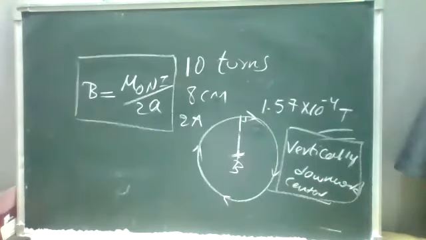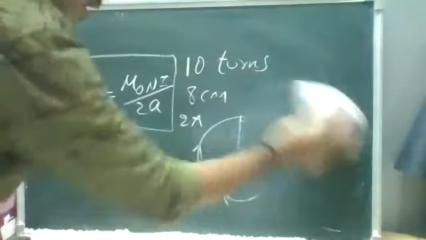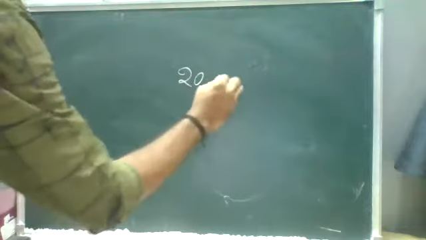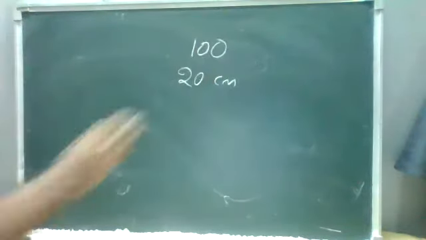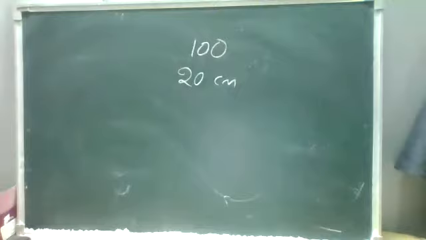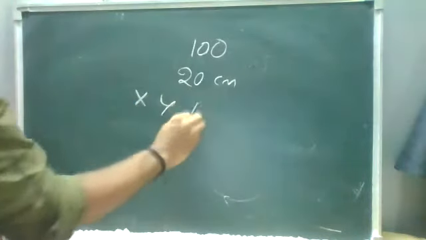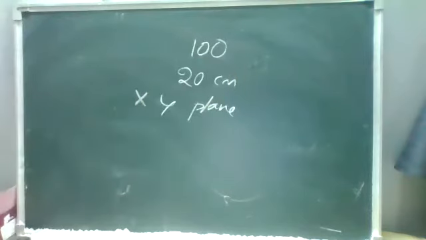Okay, next question. A circular coil having 100 turns of wire, radius 20 centimeters each, lies in the XY plane with its center at the origin of coordinates.